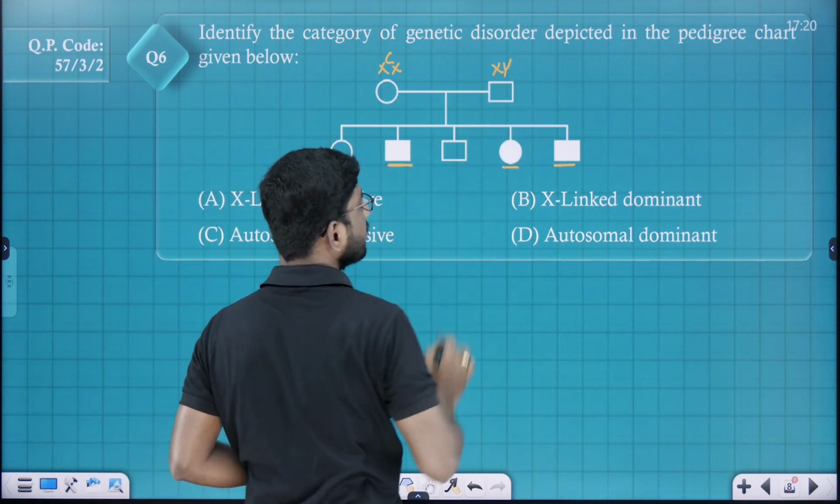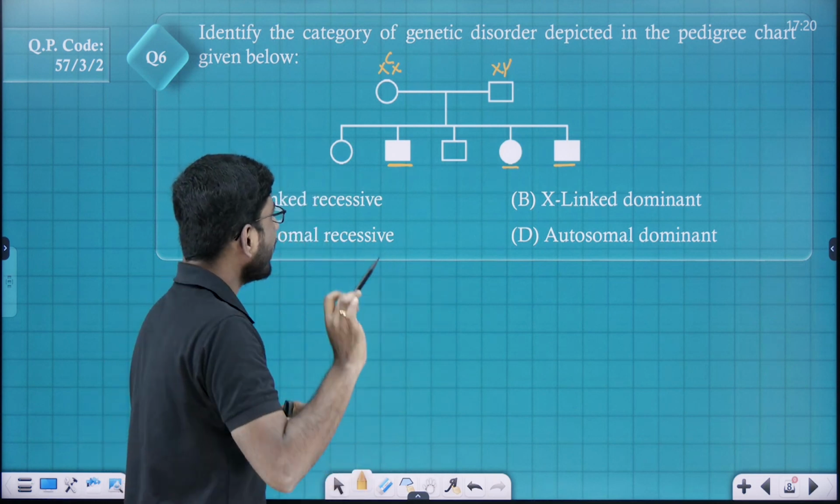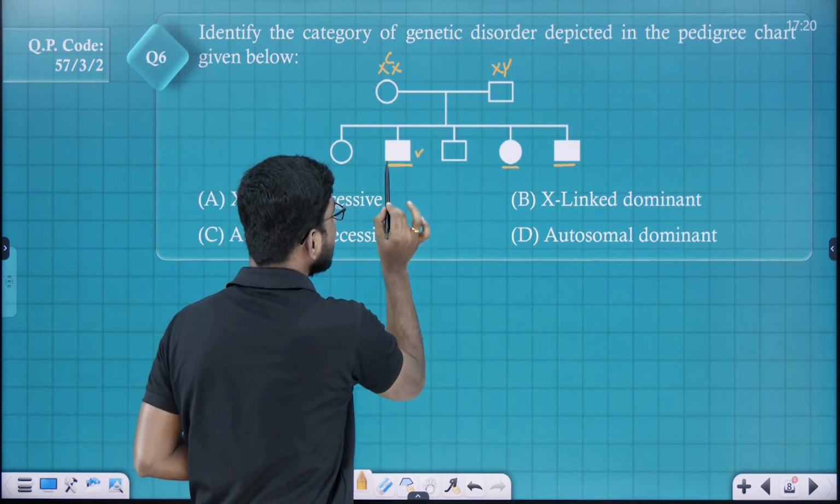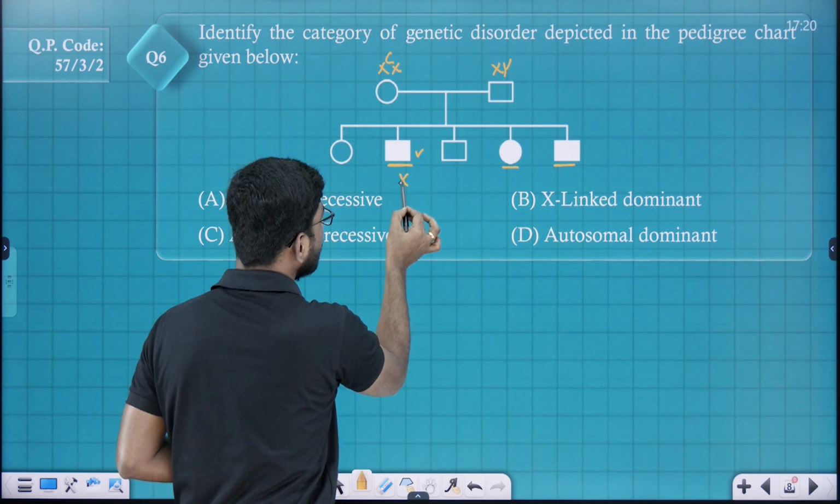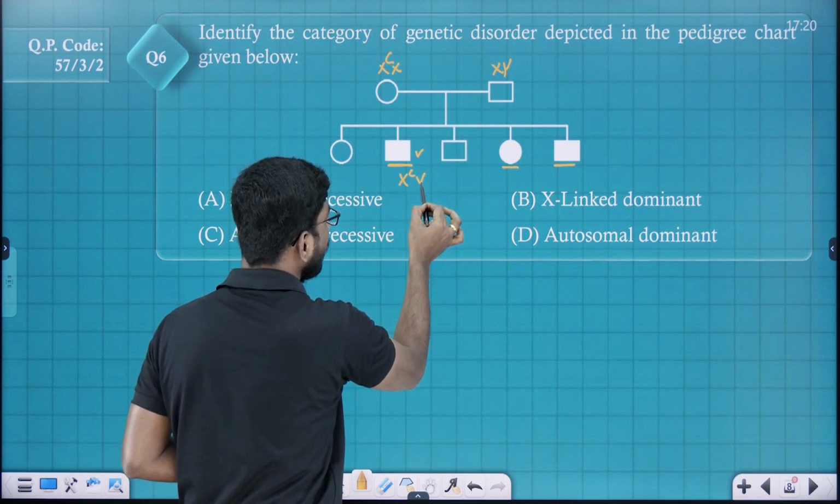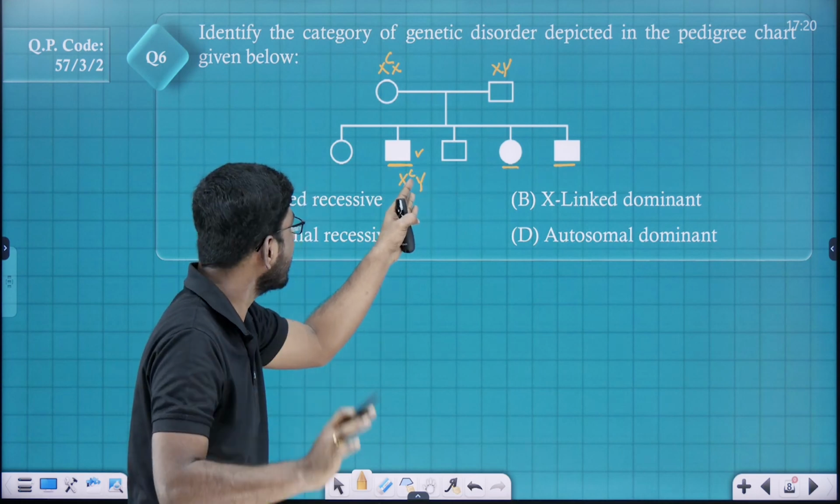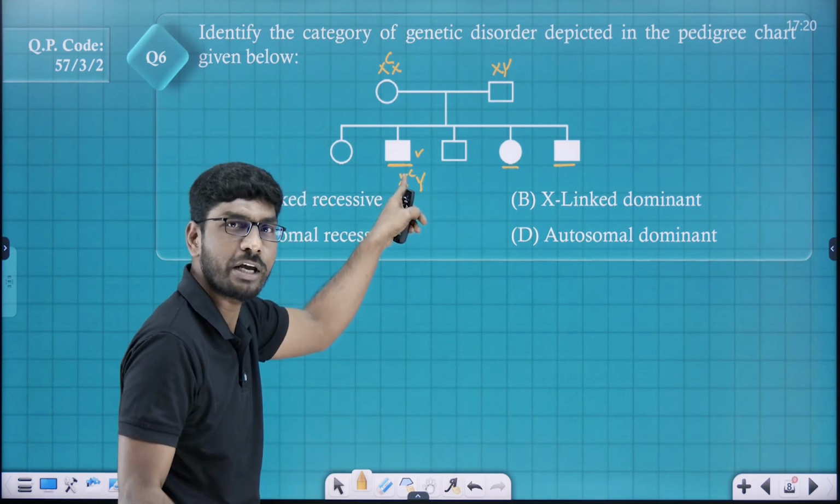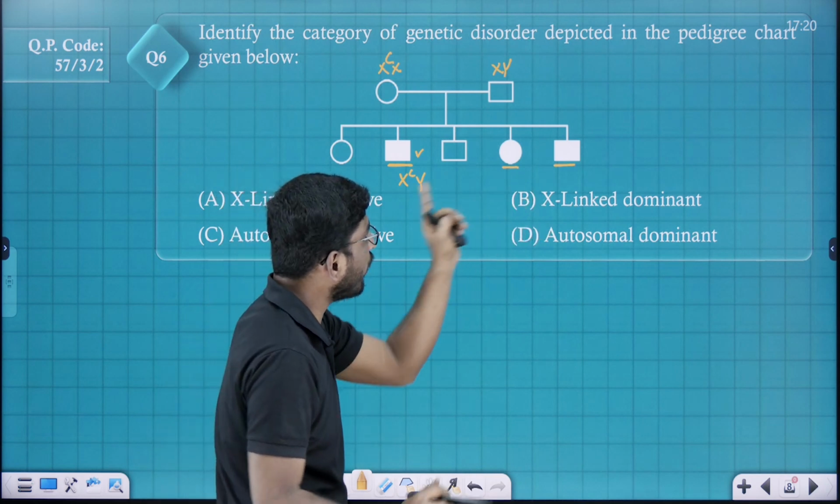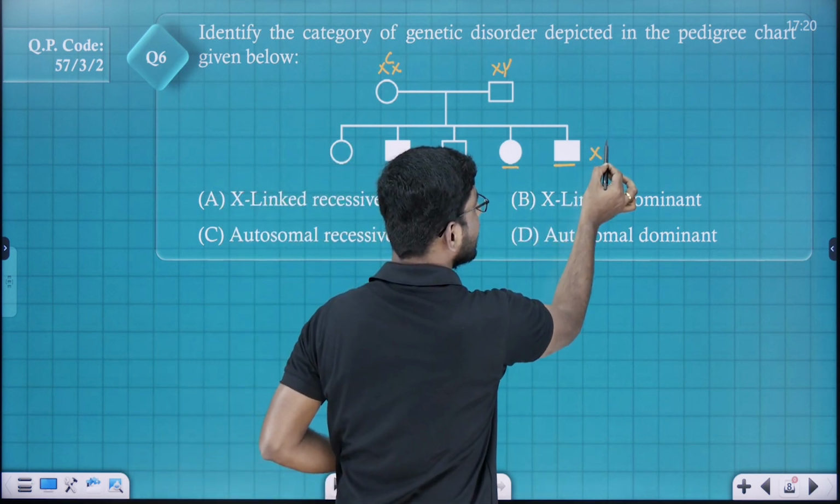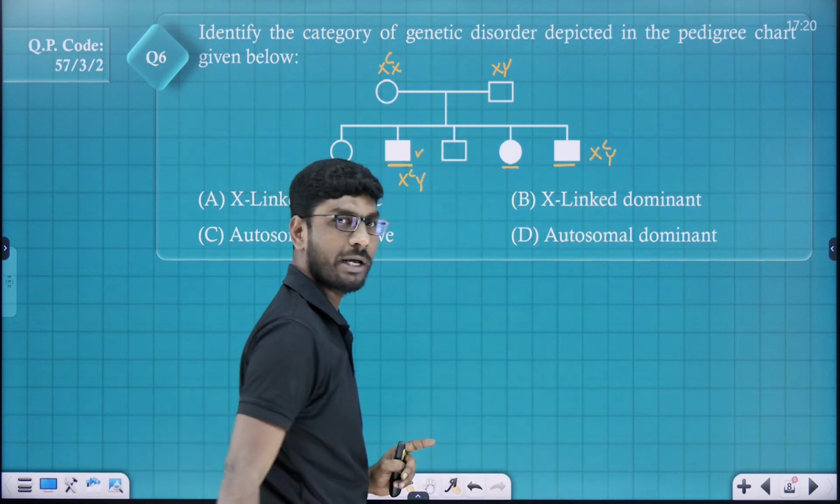and Y. Okay, we can understand this boy is affected because of the mother's X chromosome XC and the father's Y chromosome. I understand and I agree with this one. This boy is affected. Fine. This boy is also affected, I can agree. XC and Y is the genotype.